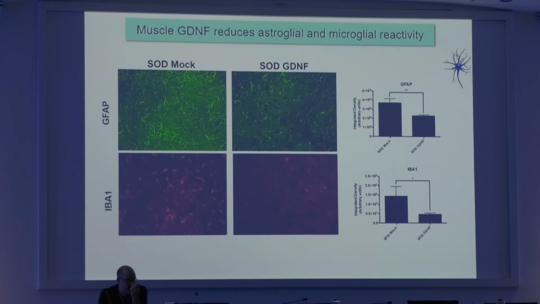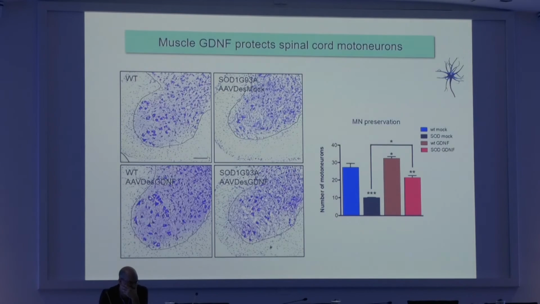Neuroinflammation is another hallmark of this disease. And as you can see in this slide, the number of astrocytes in the GDNF-treated animals, as well as the number of microglia, are also decreased in this model. And finally, the motor neurons were quantified in the ventral horn of the spinal cord. As you can see, the GDNF-treated animals preserve, or increase, the survival of these motor neurons compared to the non-treated animals.